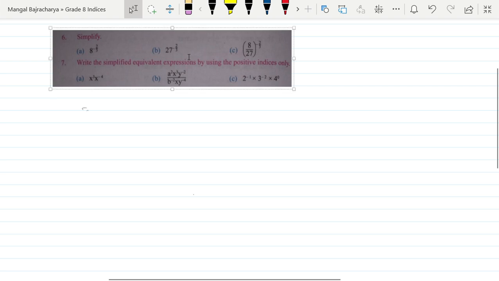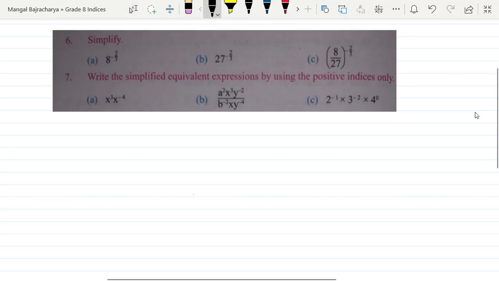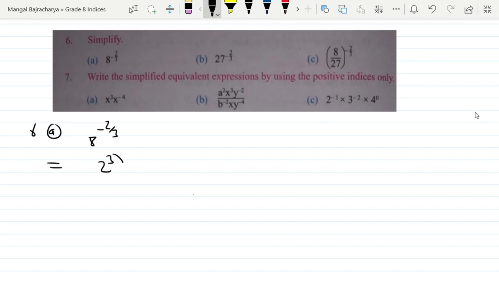Okay, so what's written here, let's see. Here in number 6a, they've written 8 power minus 2 by 3, and we have to do the simplification. So let's break this 8 into a power of the smallest base, so it is 2 cubed. 8 is 2 multiplied 3 times, so we can write 8 as 2 cubed, and there is minus 2 by 3 as a whole power again. It has become a power of a power, so these powers will get multiplied.